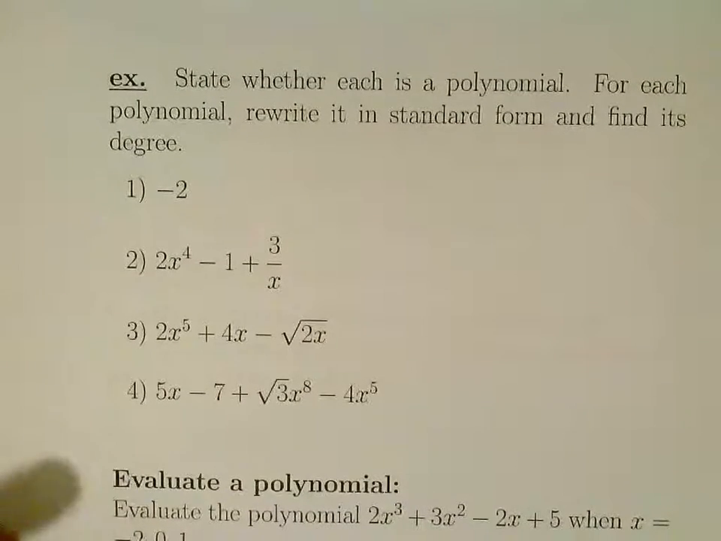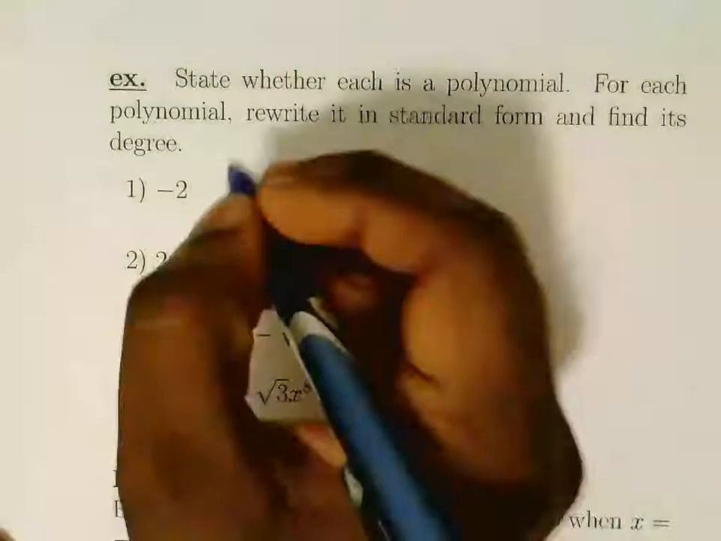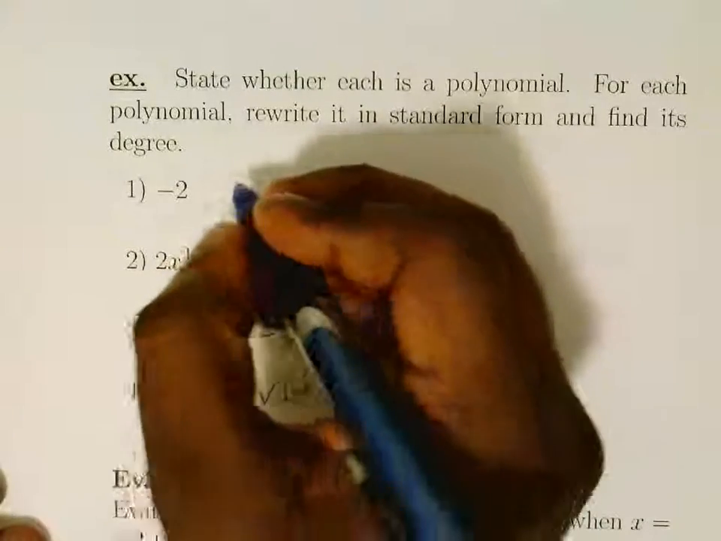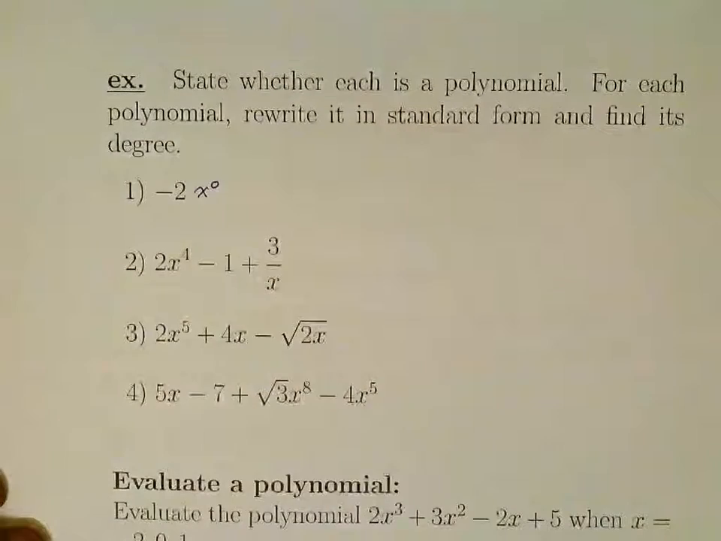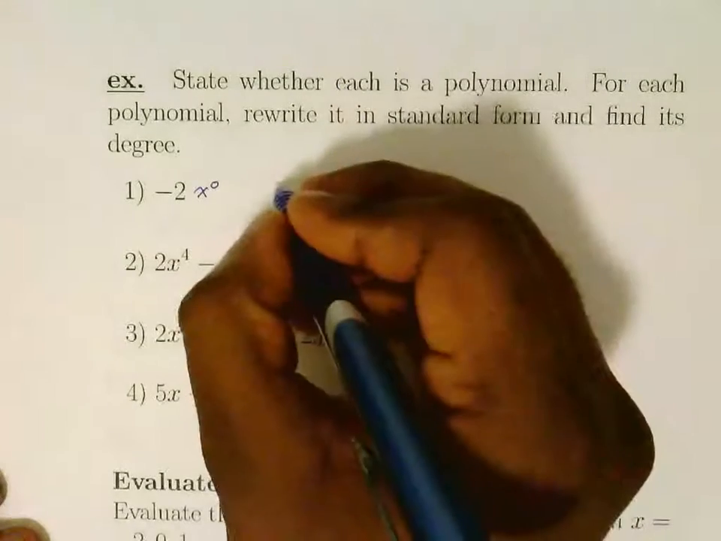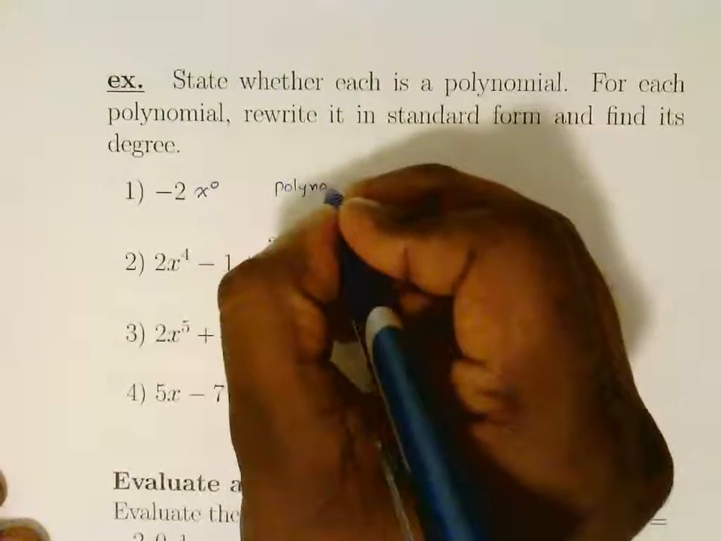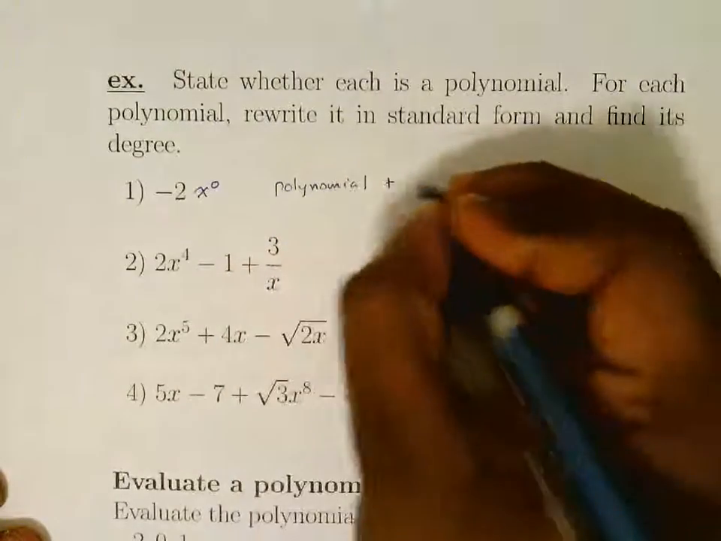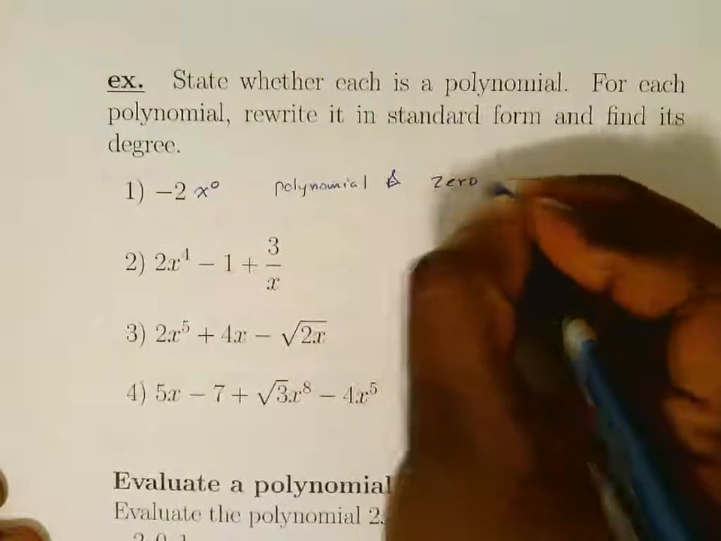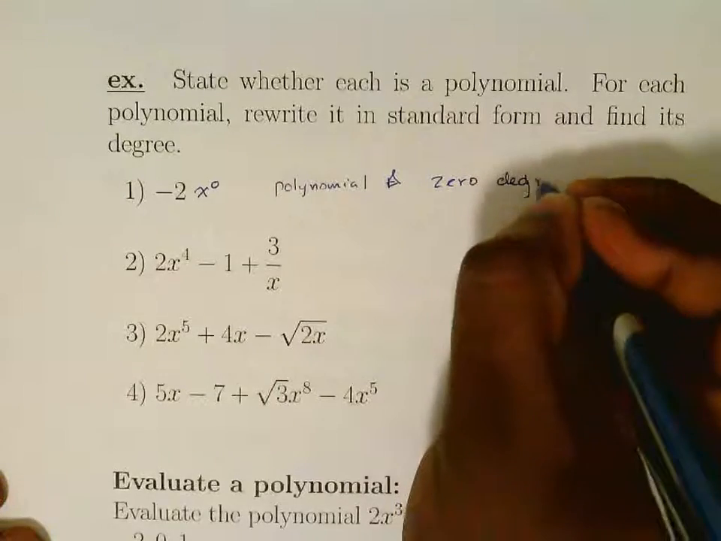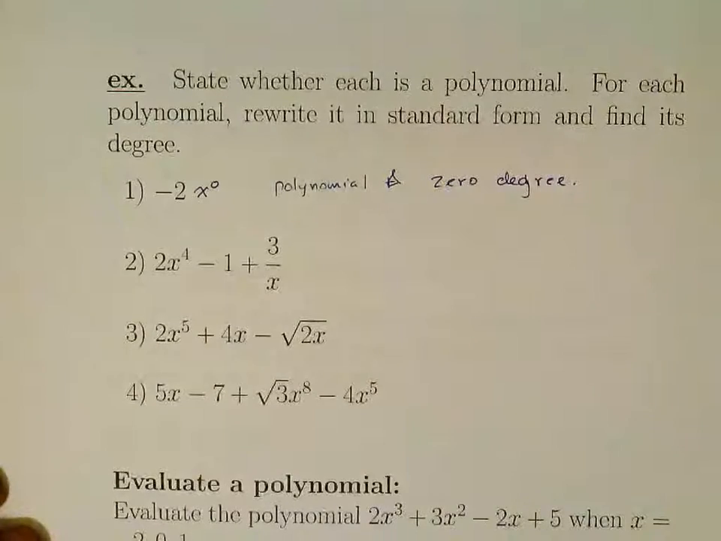So let's see whether these things are polynomials or not. Now this one right here, it is a polynomial. It is negative 2x to the power 0. So it's a 0-degree polynomial. It has a degree 0. And it's already written in standard form.